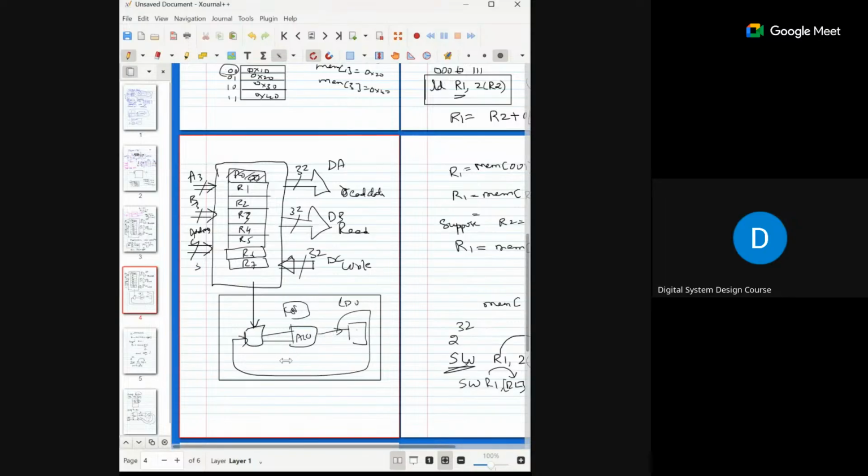We can choose the frequency based on the critical path, the longest critical path. That is the maximum frequency we can assert, and we can't go beyond that particular frequency. So here I'm just telling some addresses. The A address is 001, the B address is 010, the C address refers to 001. So A refers to R1, B refers to R2, and C refers to R1 again, right?